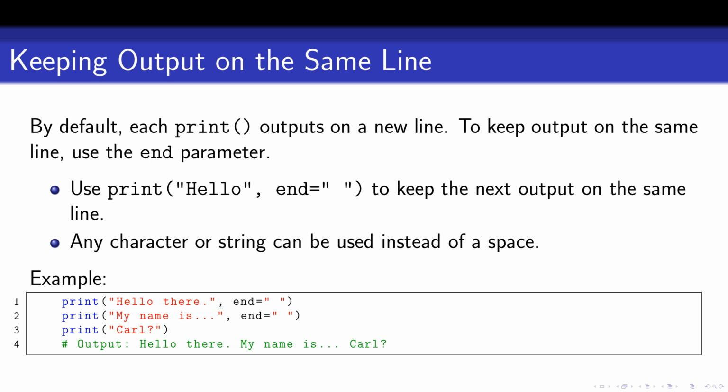You can add end equals to a print statement to keep the next output on the same line with a space after it. This is super useful when you want to format a sentence over multiple print calls. In the example here, we print hello there. Then my name is, and finally Carl. But by using end equals, each time the output stays on the same line.